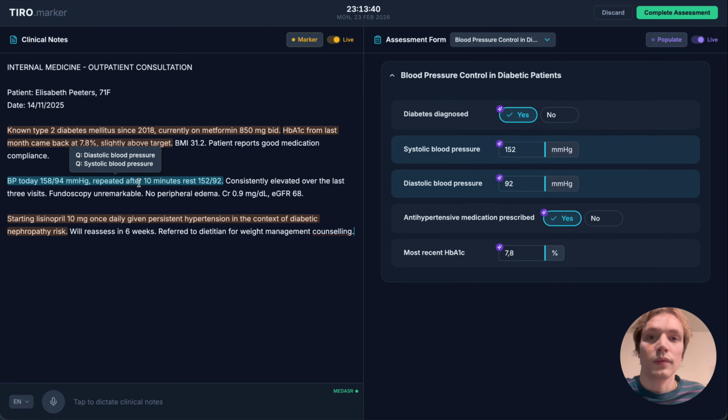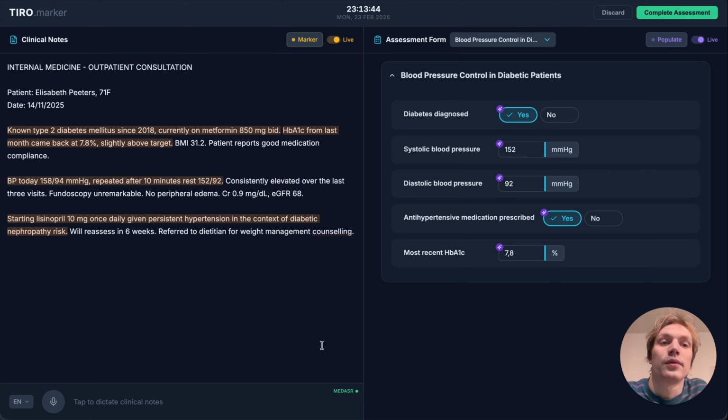For the first use case, you saw me pasting a clinical text. Say I'm a researcher and I want to study blood pressure control across diabetic patients at my hospital. I've got thousands of old consultation reports sitting in the system. I define a simple questionnaire with 5 fields. Then I grab one of those legacy reports and I paste it in.